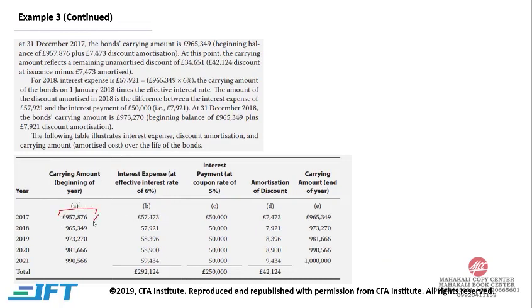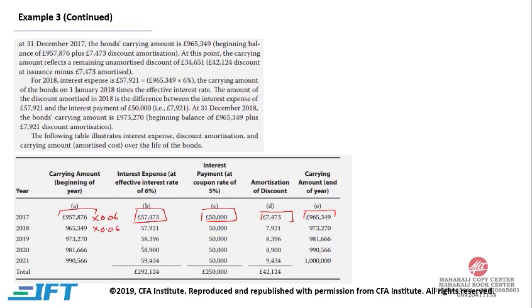So if you multiply this by 0.06, this is our interest expense. We were only able to pay 50,000, so this is your discount. This needs to be amortized, and this needs to be added to 957,876. So your carrying amount would be 965,349. So this is what we got, and the interest expense would now be applicable on 965,349 because our liability has actually gone up because we were unable to pay the total interest expense.